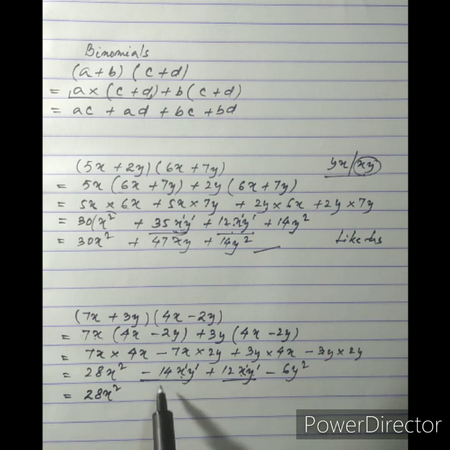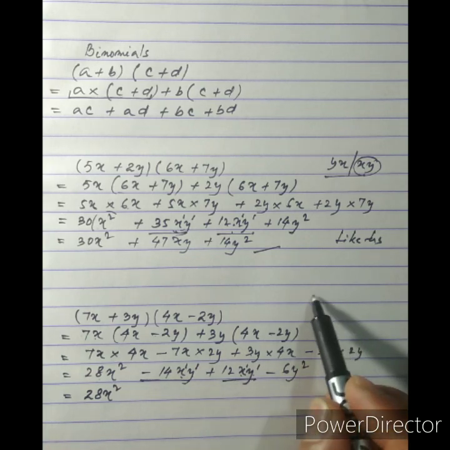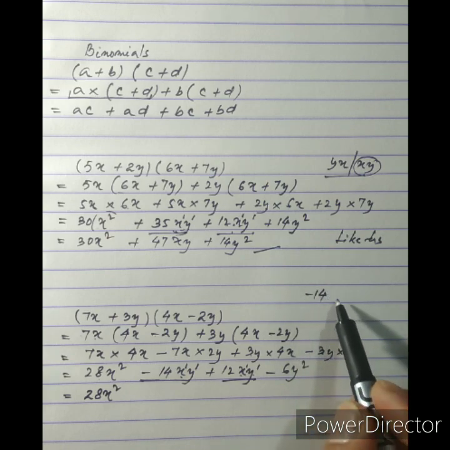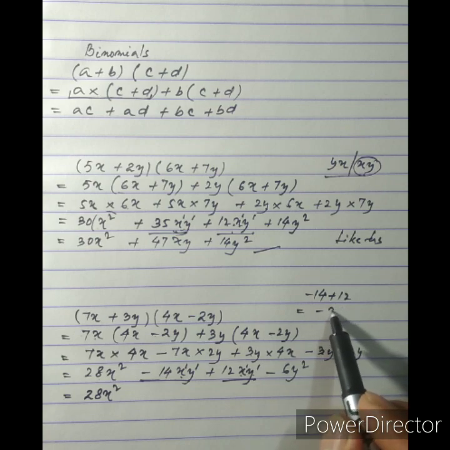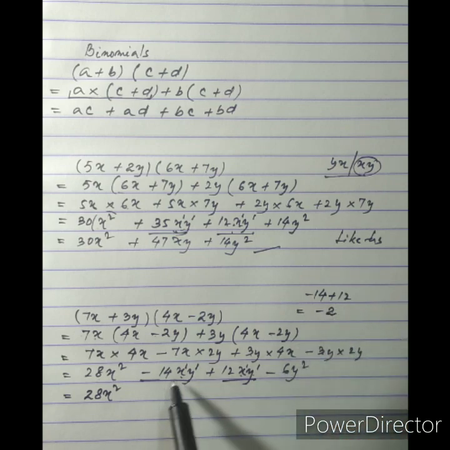So now let me tell you one thing here. Minus 14 plus 12, I hope you'll get minus 2 here. The same thing, the sign rule will be even applied here as well. So minus 14xy plus 12xy means we'll write here minus twice xy, then minus 6y square.